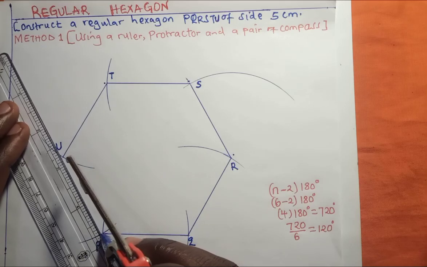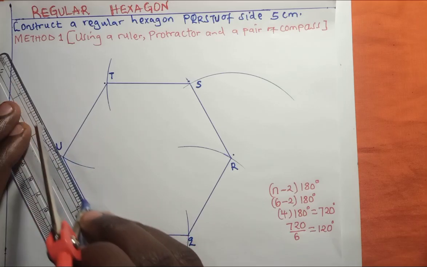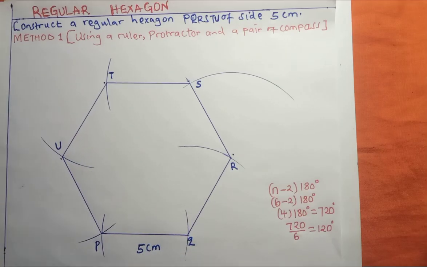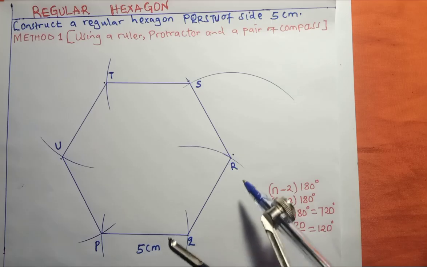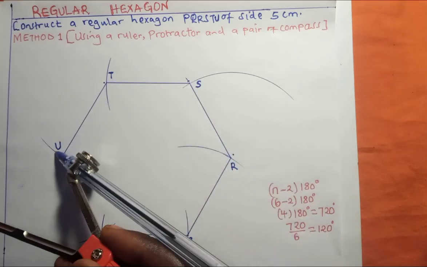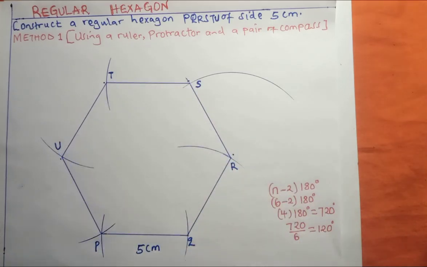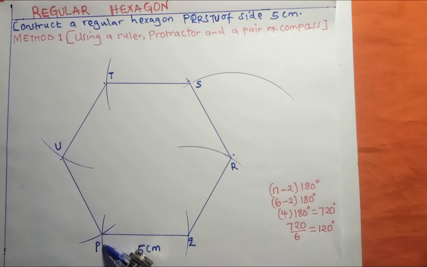So let us join the 2 points just like this. We are joining the 2 points and we are done. This is the hexagon I was talking about. This is PQRSTU, and of course you go back to point P. Point P, of course, is the starting point. So I think we have PQRSTU.